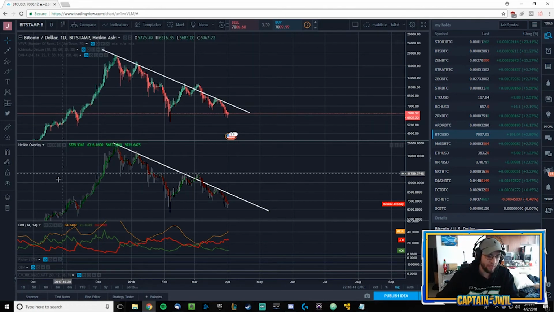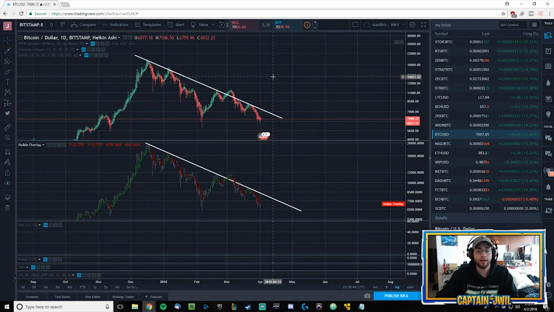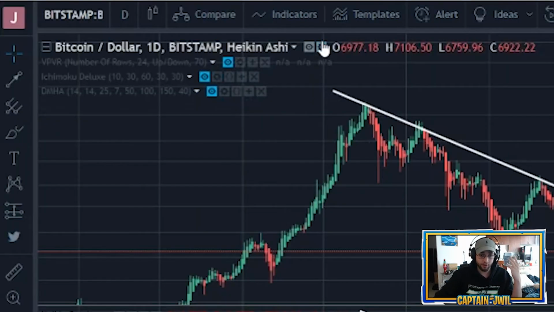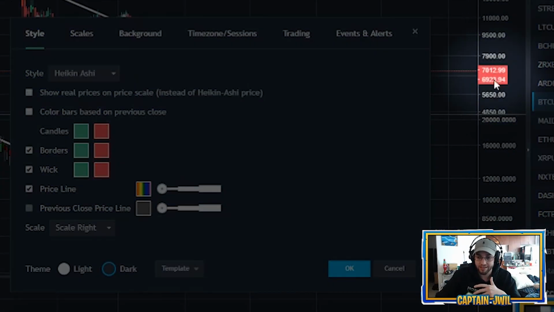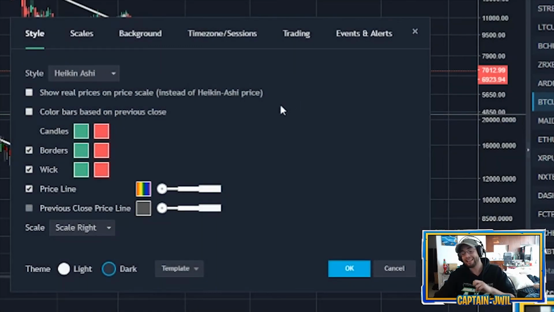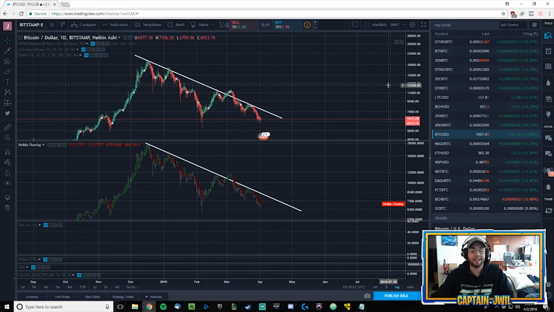One thing you do need to worry about with Heikin Ashi candles, though, as I mentioned earlier, since they are delayed, it's not an in-the-moment price that you're getting. There is something called the Heikin Ashi price. If you're on TradingView, you can go up here to settings, look in the style settings, and there's an option that says show real prices on the price scale instead of Heikin Ashi price. So if I click that, you can see this price on the right disappears. The 6,923, that's the Heikin Ashi price, not the actual price of the asset. That 7,012 would be the actual price of the asset in the period. But since we're averaging those values together, the Heikin Ashi price is recording at 6,923.